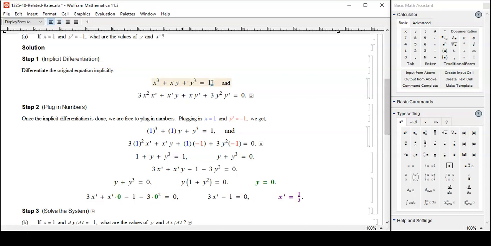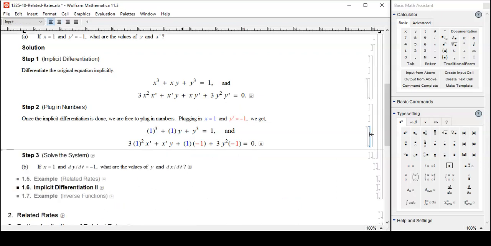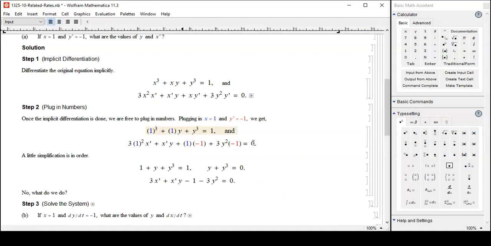Okay, original and then implicit differentiation. Plug in the numbers and then work a little bit further. Let's see. Yeah, it's going to be a little bit better if I open up all these. Let's see, some simplification. We got up to here. Yeah, that's basically what we did before.